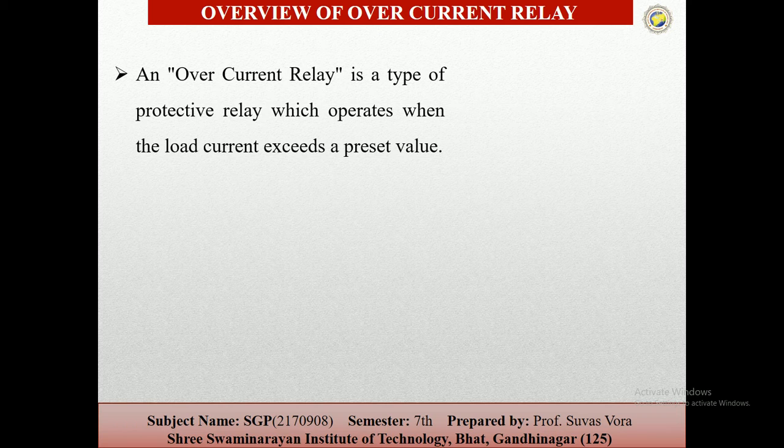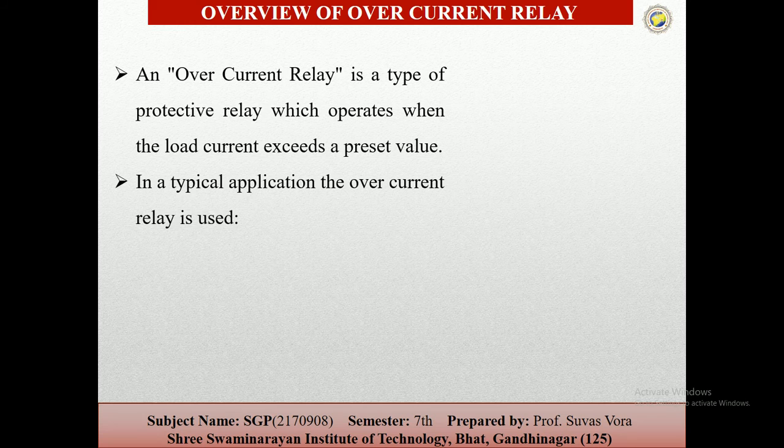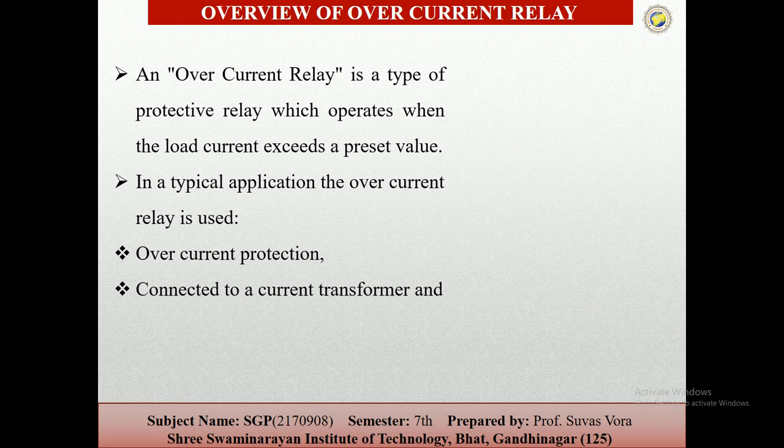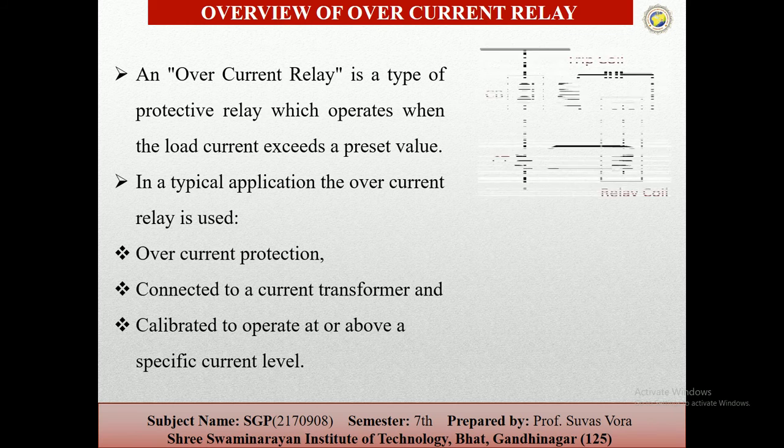An overcurrent relay is a type of protective relay which operates when the load current exceeds a preset value. That means the condition in which the current goes above the preset value is called overcurrent, and the relay is called an overcurrent relay. In a typical application, the overcurrent relay is connected to current transformers and calibrated to operate at a value over and above the specified current.